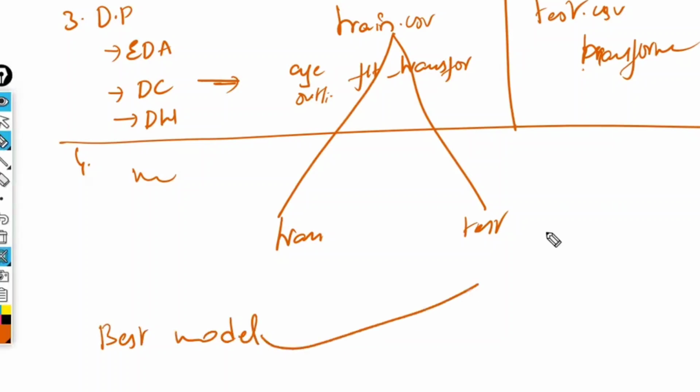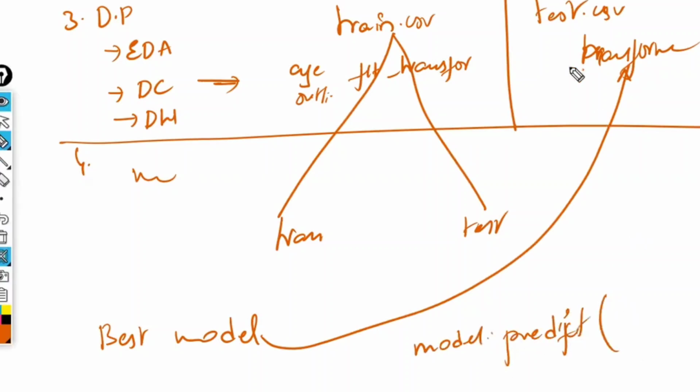With this model, use the predict on this one. Whatever the best model you have got, model.predict on the test_df. And you will get the predicted answers. The output you get will be an array. That array you have to convert to a data frame. First you convert the output to a data frame.